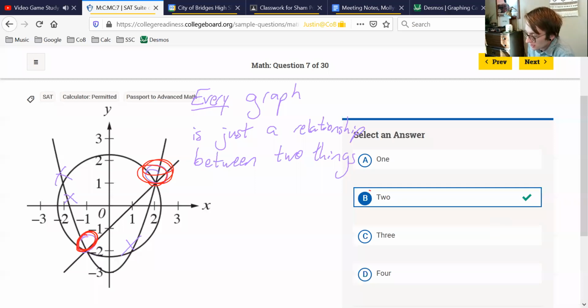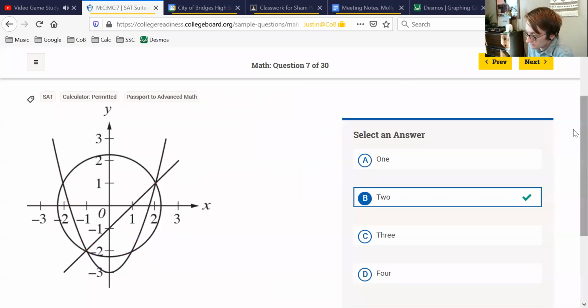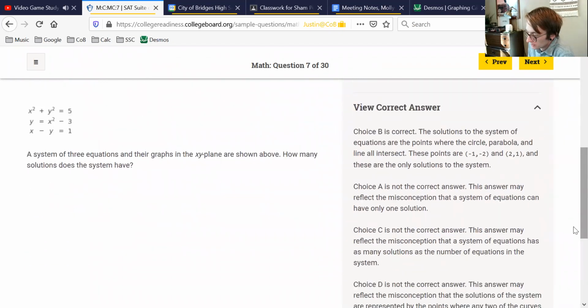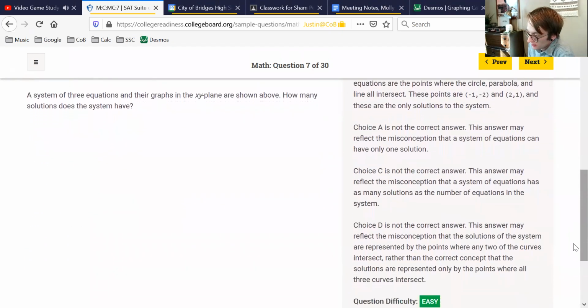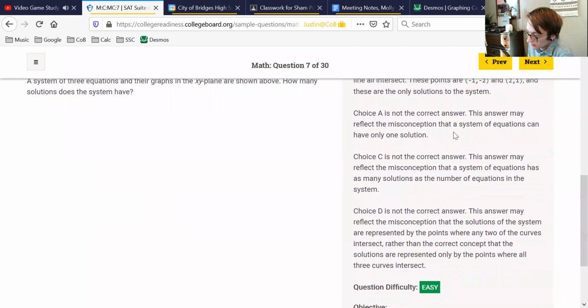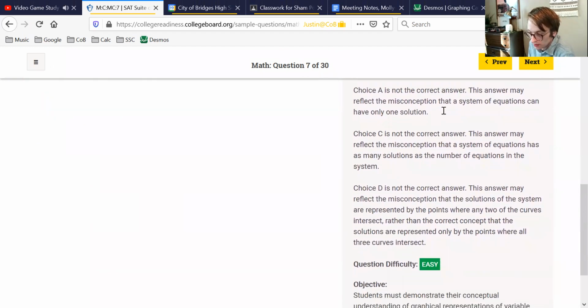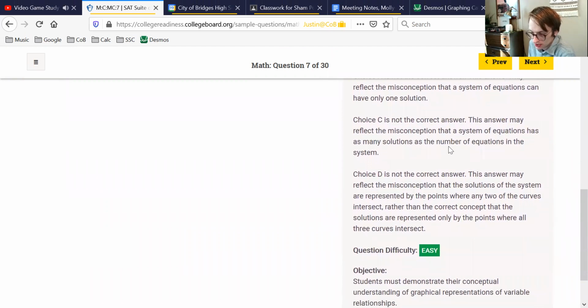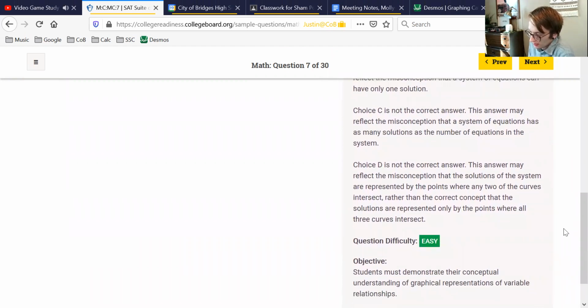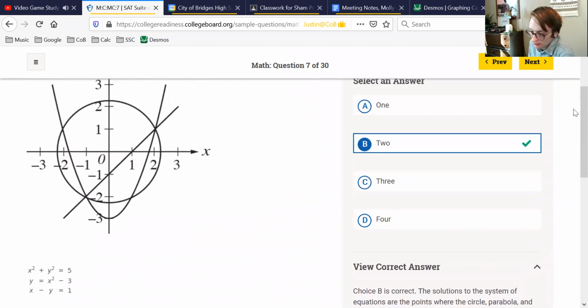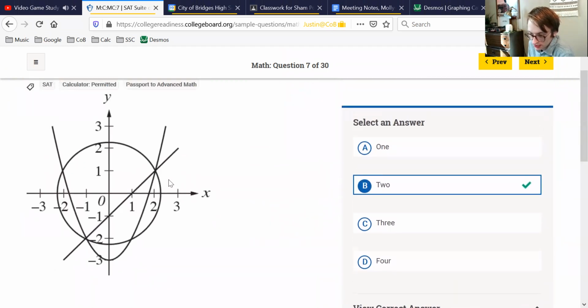And as we've been doing, let's go down and check to see if we missed anything through that explanation. There's not always only one solution. There's not the same number of solutions as there are equations. And it's not where any 2 places intersect. It's where all of them intersect. So it's just these 2 here.